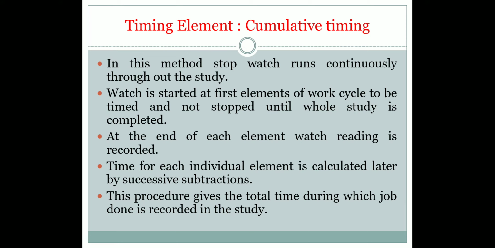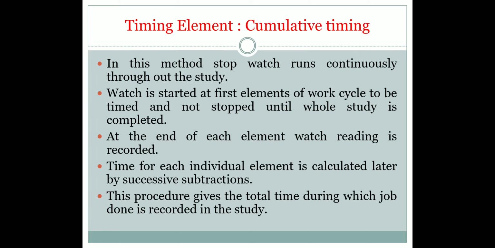Now we will move towards timing elements, meaning cumulative timing. In this method, the stopwatch runs continuously throughout the study. The watch is started at the first element of the work cycle to be timed and not stopped until the whole study is completed. At the end of each element, the watch reading is recorded. The time for each individual element is calculated later by successive subtraction, meaning lap time, cumulative timing. This procedure gives the total time during which the job done is recorded in the study.